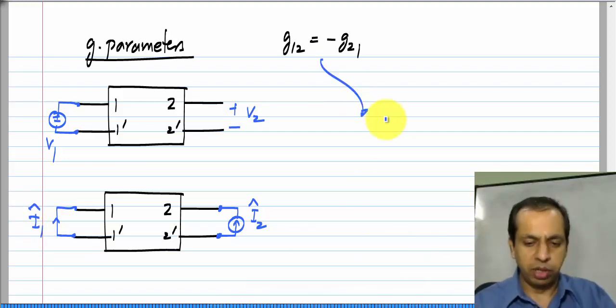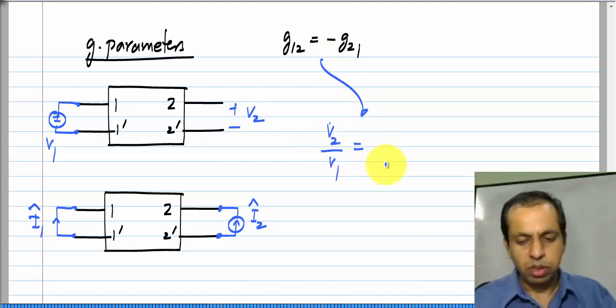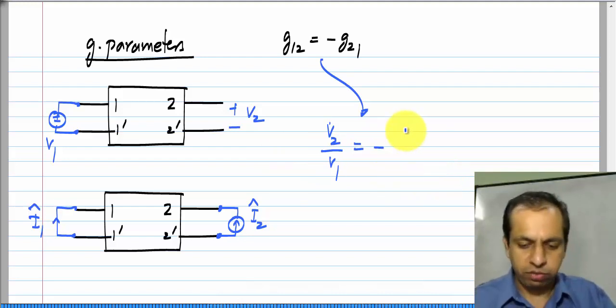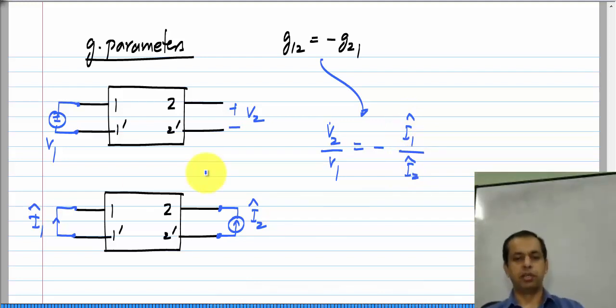Okay. And this implies that the voltage gain from port 1 to port 2, and this voltage gain is measured with an open circuit termination, equals the negative of the current gain from port 2 to port 1, which of course is measured with a short circuit termination. Okay.